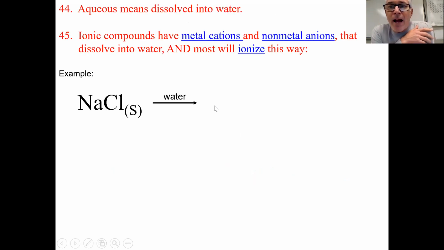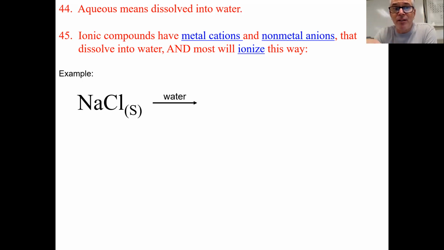Now, let's talk a bit of background. What is aqueous? Aqueous means dissolved into water. Many ionic compounds, which have metal cations and nonmetal anions, when they go into water, many of them will disappear. Like if you put sodium chloride, table salt, into water, you could do this right now at home. Take some salt, put it in water, give it a stir, it disappears. Okay? The sodium chloride will dissolve and become aqueous.